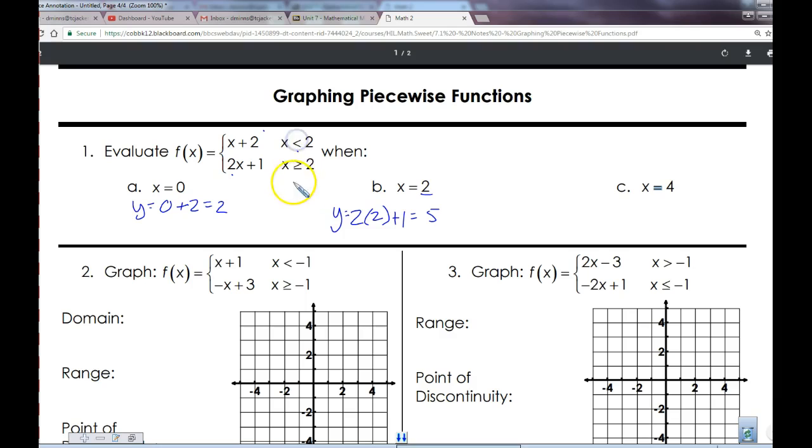The last one here, when x equals 4. Obviously, when x equals 4, we are in the x is greater than or equal to 2. So we're going to plug the x equals 4 right there. So y equals 2 times 4 plus 1. Abracadabra, unless I'm really off today, that equals 9.